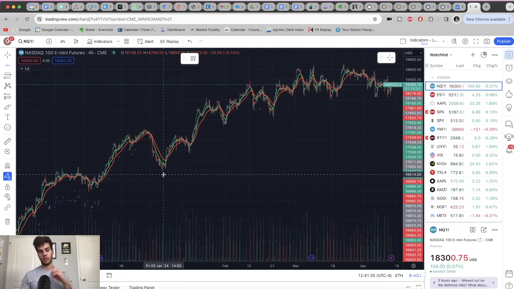So this is personally how I mark out my levels, and you could do this on any time frame. We're gonna go on the 4-hour. We'll also look at the 1-hour. You can use a daily, you can use the weekly. But I personally use like the daily, 4-hour or 1-hour, and then I'll do day trades off of these levels. So I'll show you how to use these levels, but first let's establish how to set the supply and demand levels.